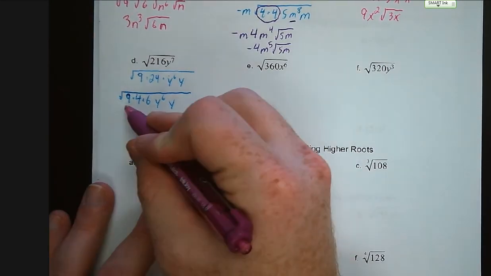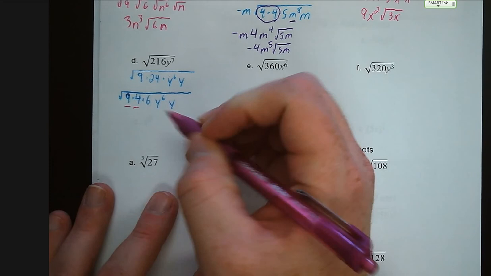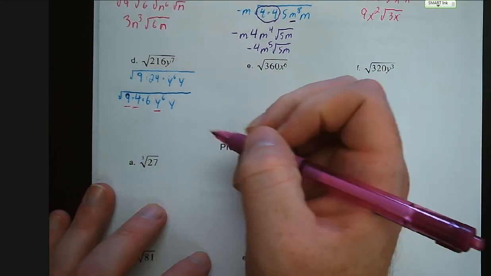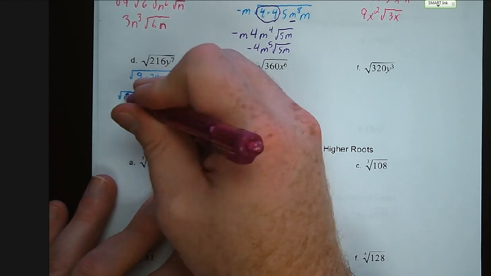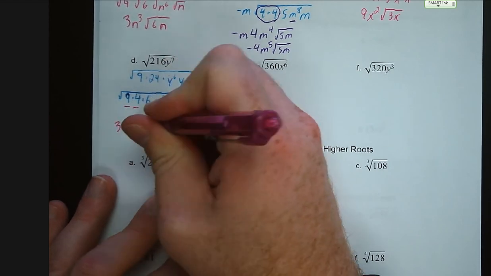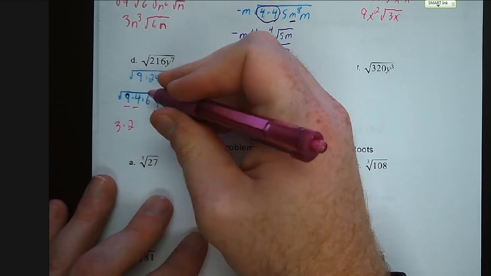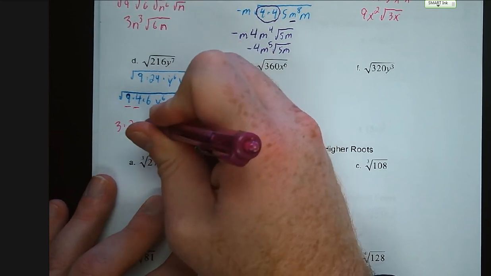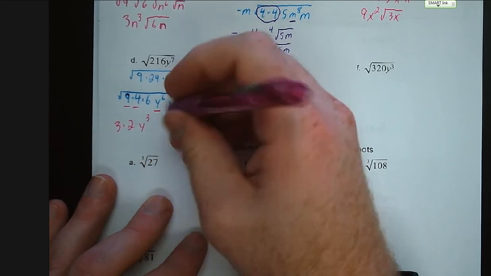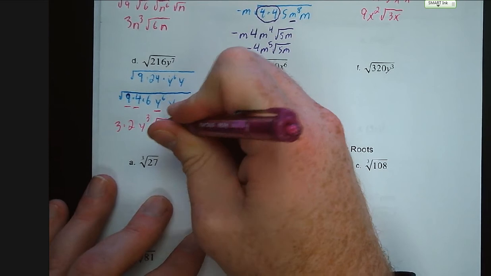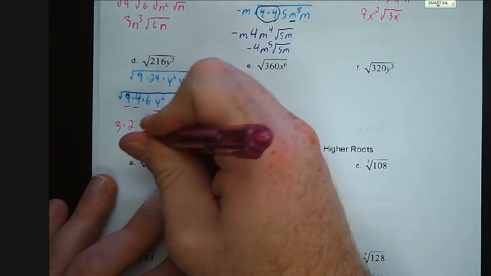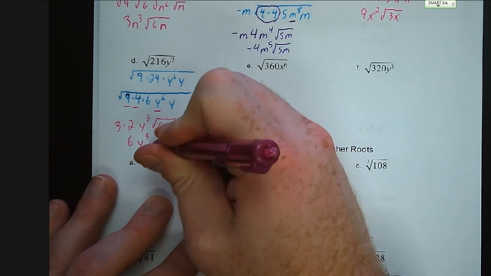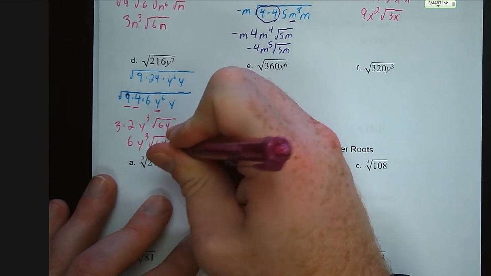Well, that's a perfect square, that's a perfect square, and that's a perfect square. So square root of 9 is 3. Square root of 4 is 2. Square root of y to the 6th is y to the 3rd. And we're left with 6y under the radical. Now we just need to simplify. 6y to the 3rd, square root of 6y.